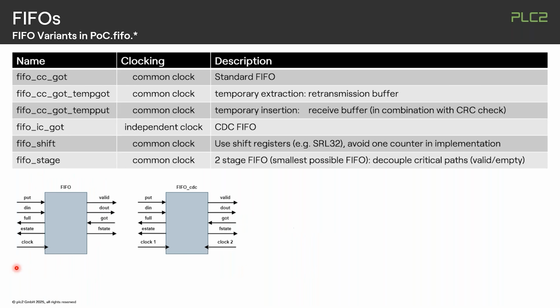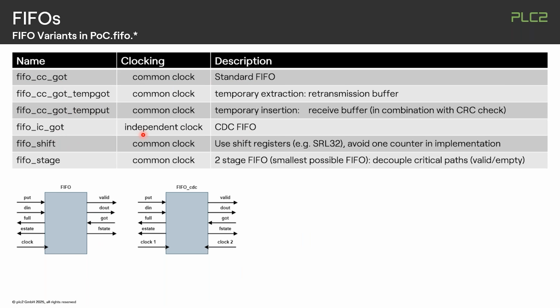Having a look at all variants of PoC FIFOs, we have FIFO CC GOT. That's common clock, our standard FIFO with a GOT interface. In the past, the PoC-Library had another interface with GET behavior. This was removed some years ago. Nowadays, we have everything with the GOT interface. Maybe that's one of our tasks for version 3.0 of the PoC-Library, to have another cleanup round and get rid of the GOT interface name, because it's redundant in all FIFOs. We can talk about this.